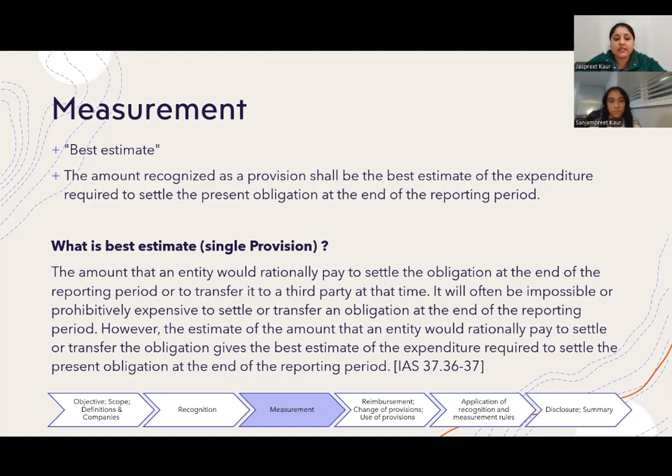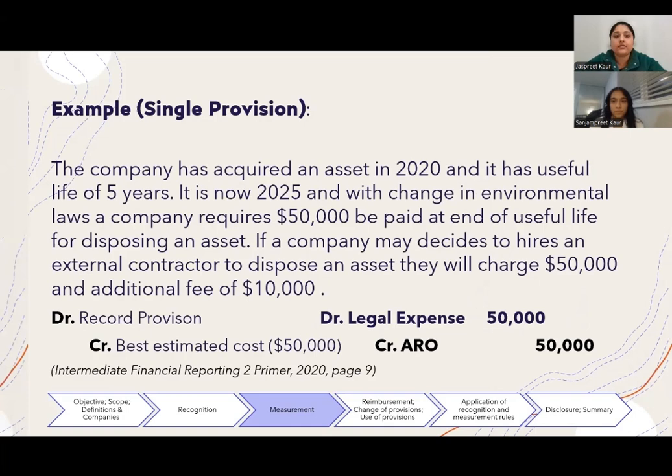To find the best estimate, there would be different cases. There could be a single provision or there could be multiple provisions. For example, if there is a single provision, in that case, the amount the entity will have to pay or has an obligation for should be reported at the end of the reporting period. Okay, let's look at the example for the single provision.